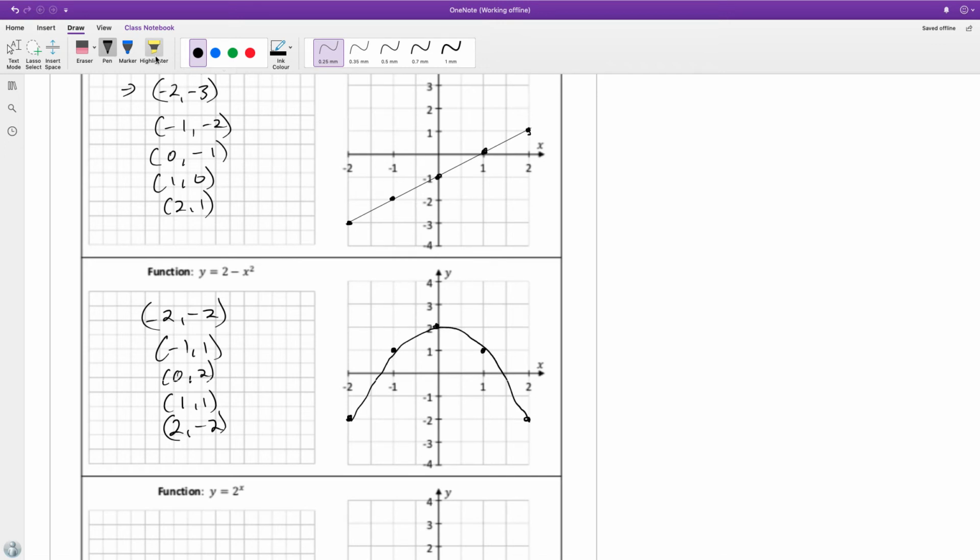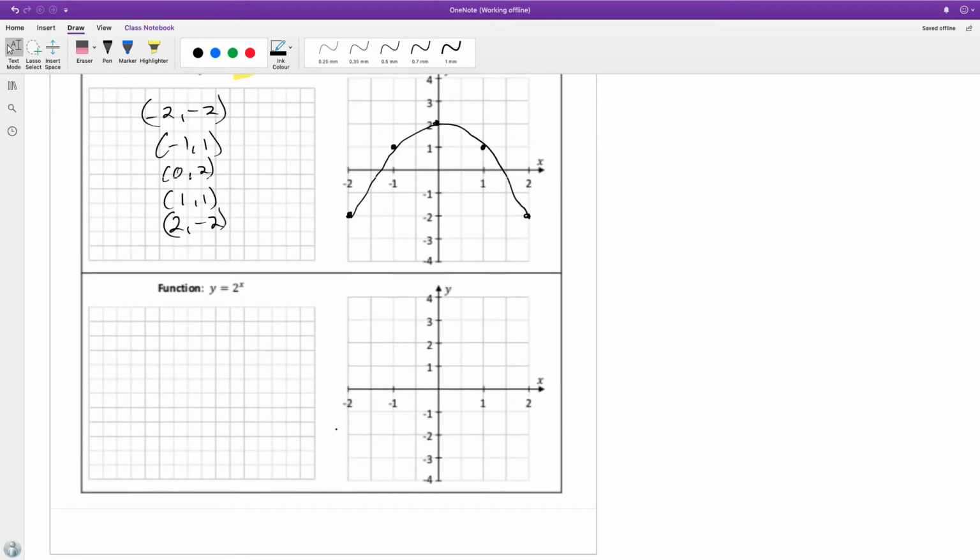How did I know that was quadratic, Grace? Grace, wait your turn. x squared, good girl. And Dermot, how did I know it was going to be negative? How did I know it was going to be that shape? -x squared, good lad. Good stuff. So the last one then.